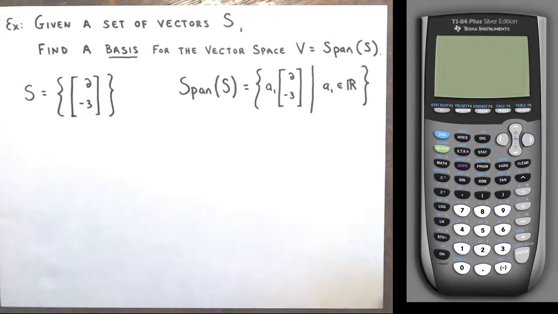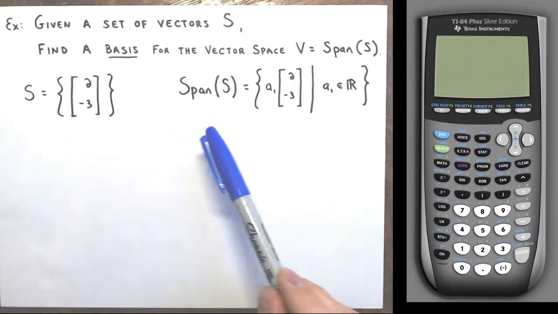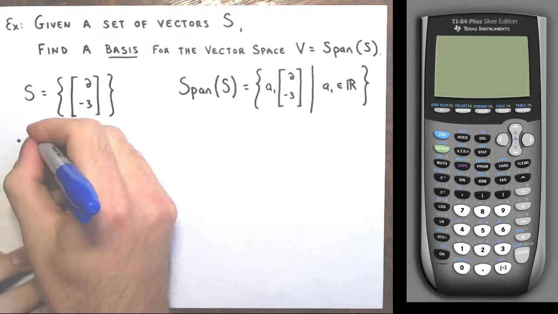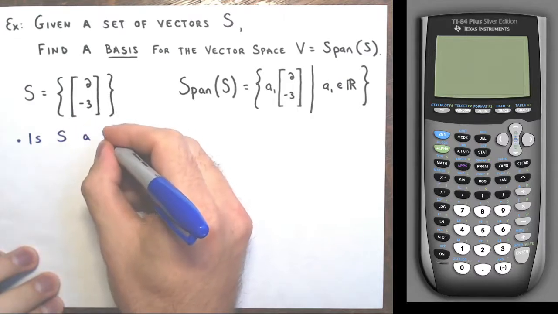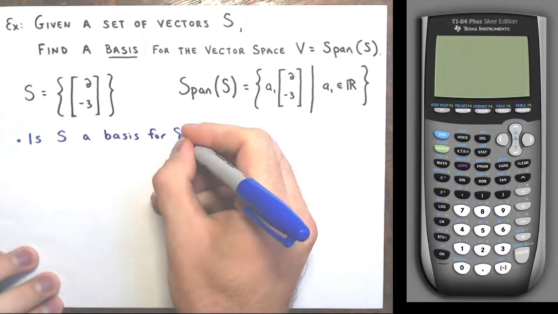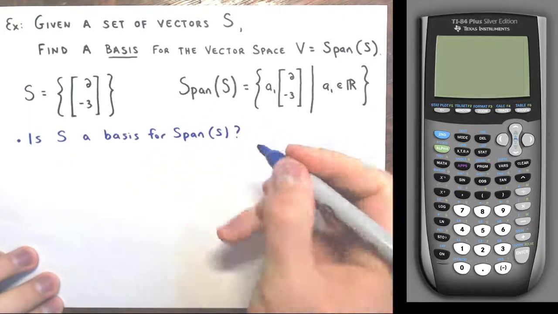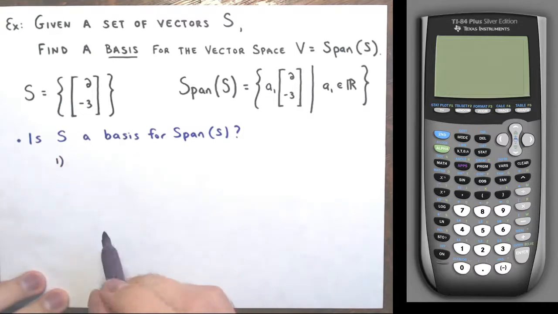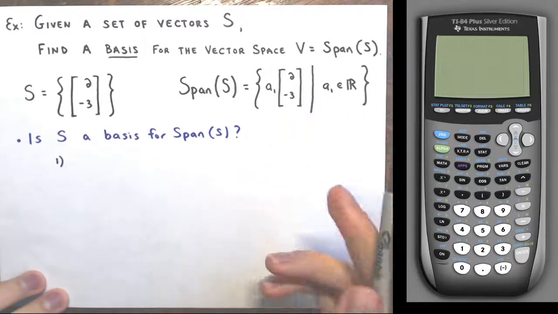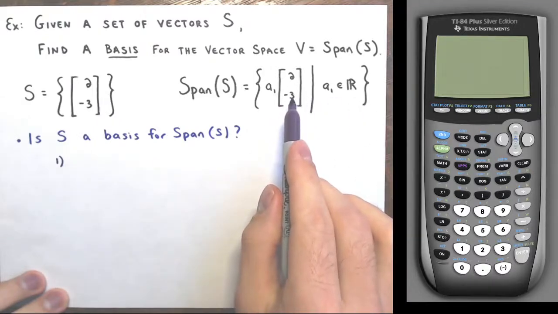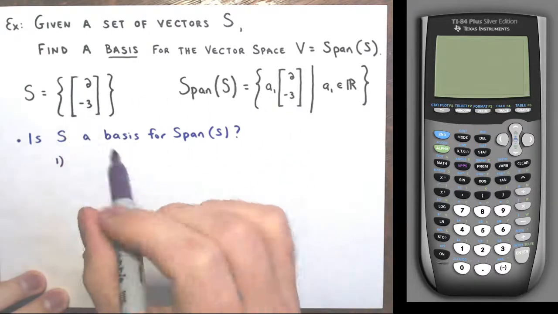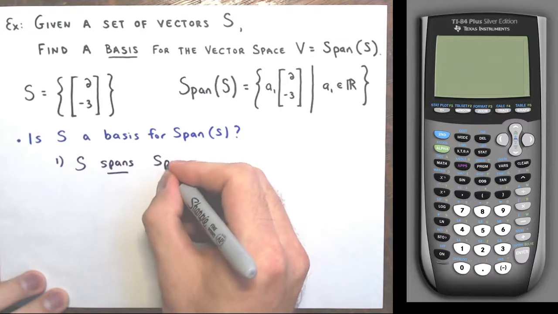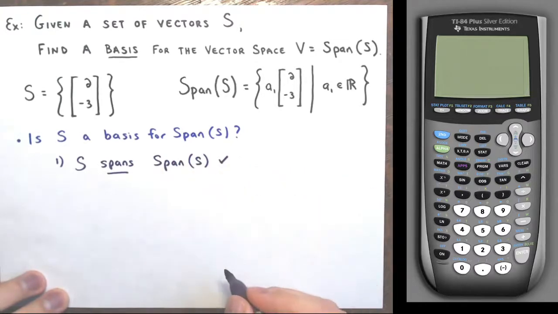First I want to know, because it would be nice if S were a basis for the span of S, so we'll check that first. Is the set S a basis for the span of S? Remember, you have to check two things to determine if a set is a basis of a vector space. One, does S span the span of S? Well, yes, by definition it does. Every vector in here is a linear combination, a scalar multiple, of vectors in S. So by the definition of the span of S, clearly S spans the span of S. It's a little silly to say that, but it's true. So I got that one.